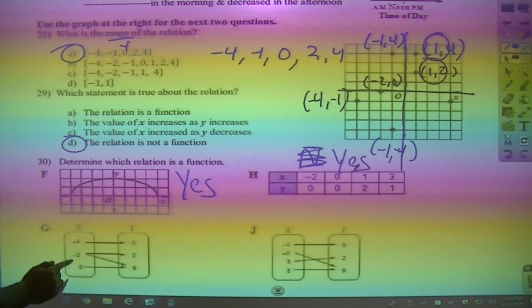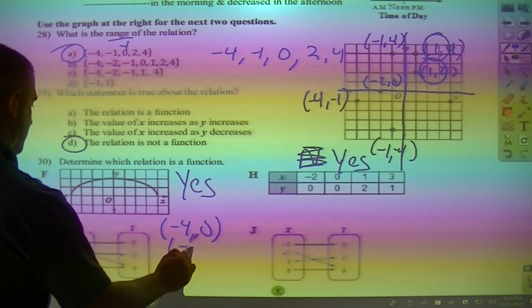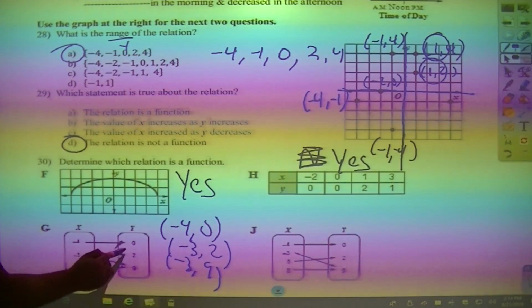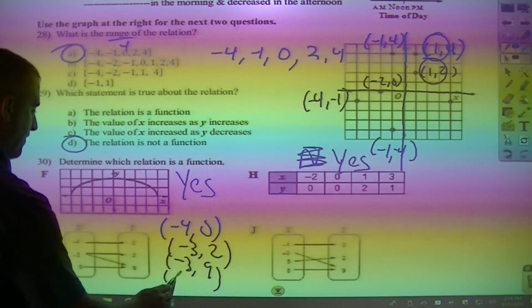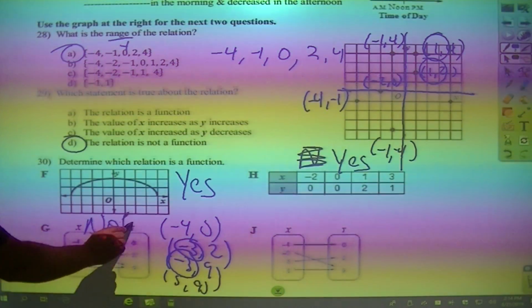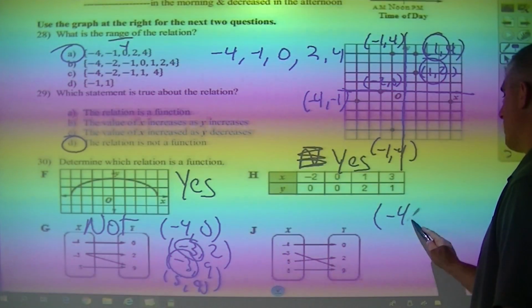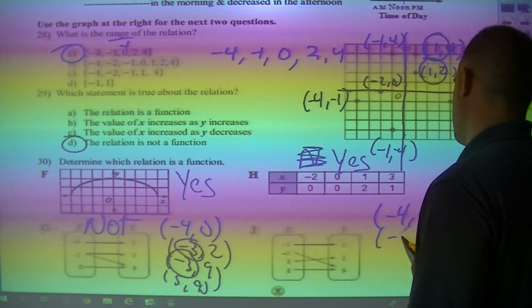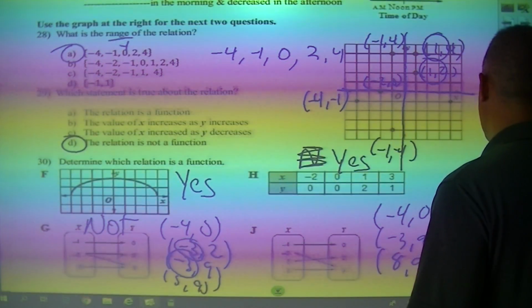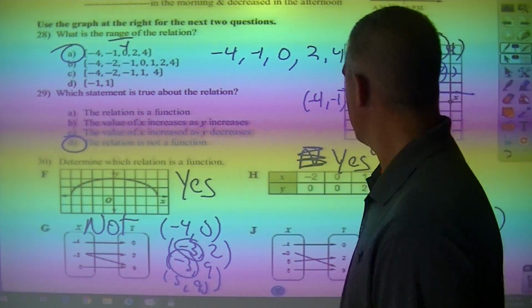Okay? This one, as you can see, if I were to write these out, it's like negative 4, 0, negative 3, 2, negative 3, 9. So every time the line goes from this, that equals one thing. Then 5, 9. So what ends up happening because we got negative 3 twice, that answer is not. Okay? This one here, I'd be at negative 4, 0, negative 3, 9, 8, 9, 5, 2. This answer is yes, because all of those are different.